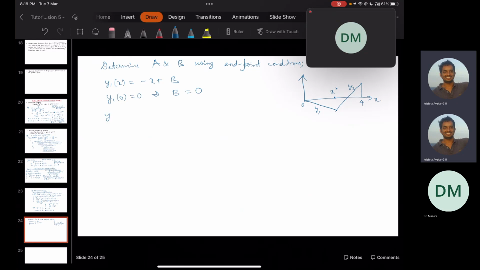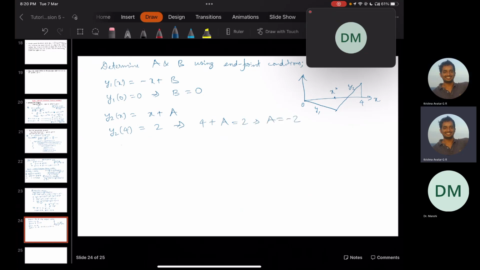Done. Now y2 of x is equal to x plus a. And we also know that y2 at x is equal to 4 has to be equal to 2. So this implies that 4 plus a is equal to 2. So this implies that a is equal to minus 2. So therefore y1 of x is equal to minus x, and y2 of x is equal to x minus 2.